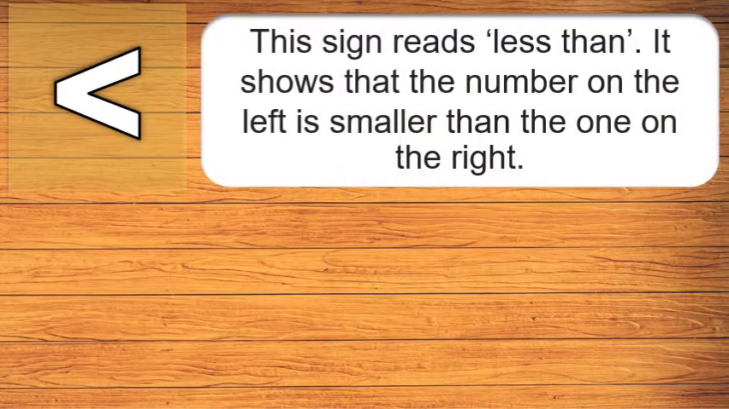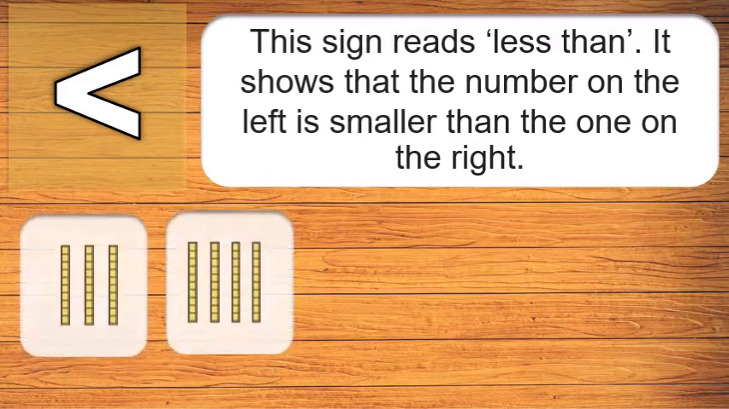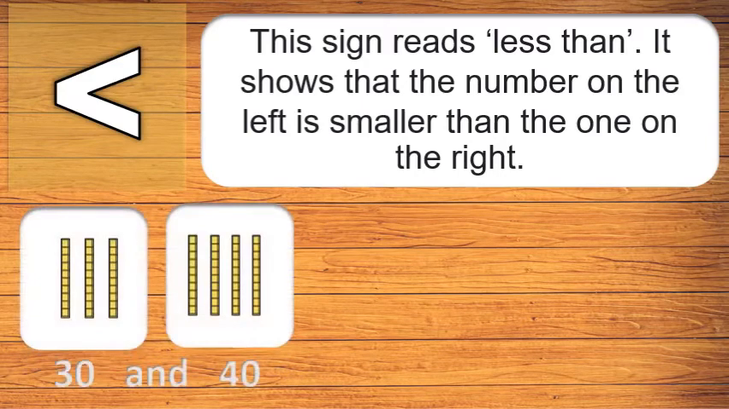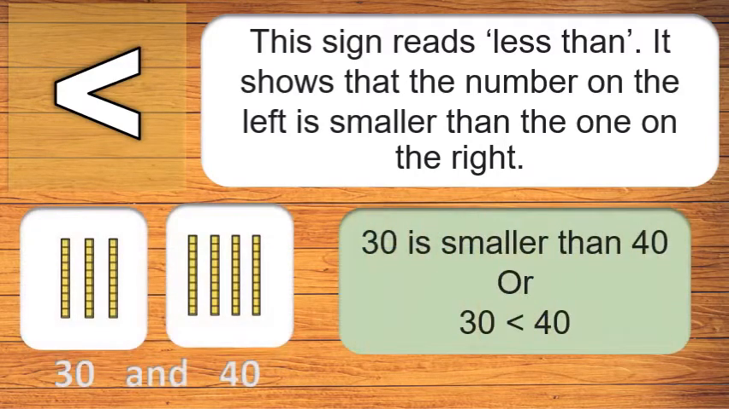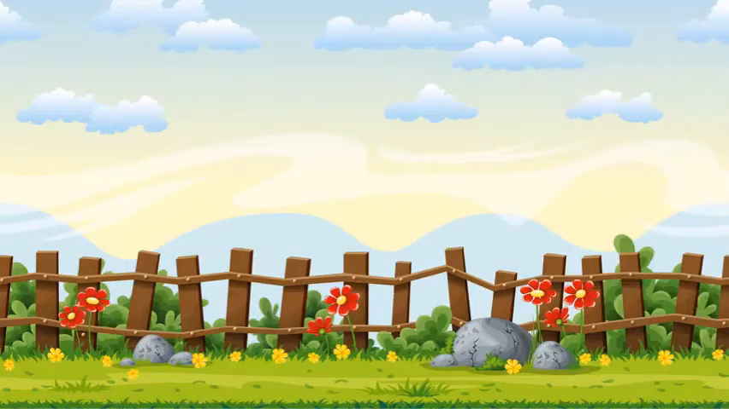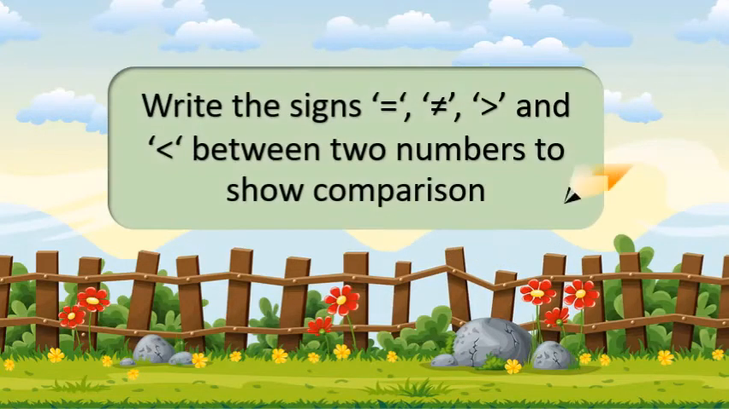This sign reads less than. It shows that the number on the left is smaller than the one on the right. For example, we have here 30 and 40. 30 is smaller than 40. Write the signs equal, not equal, greater than, and less than between two numbers to show comparison.